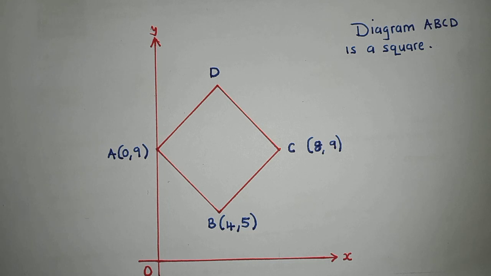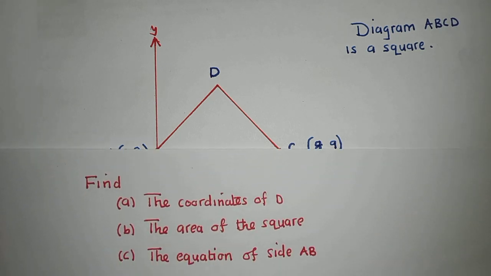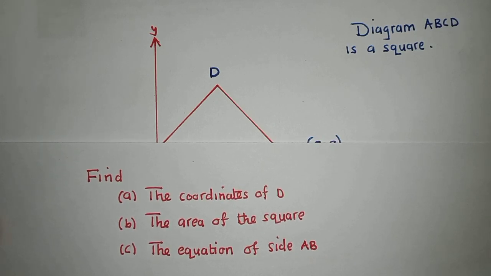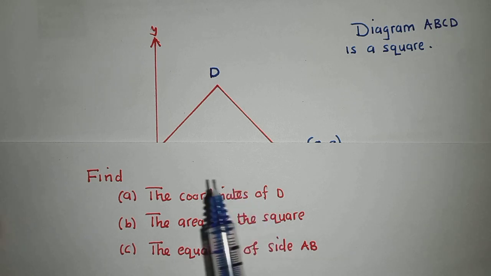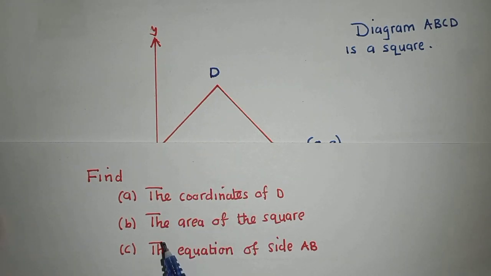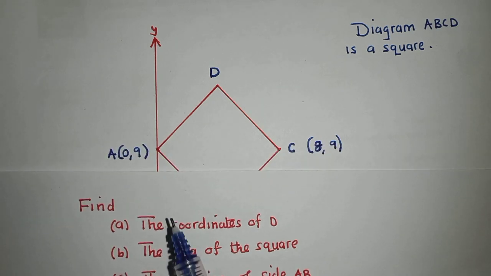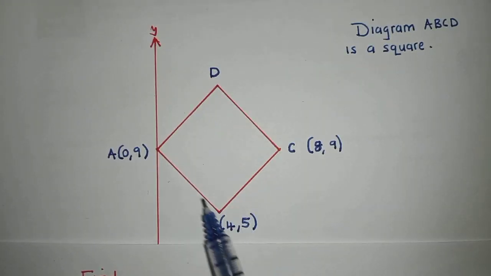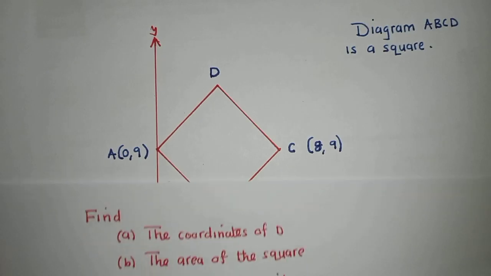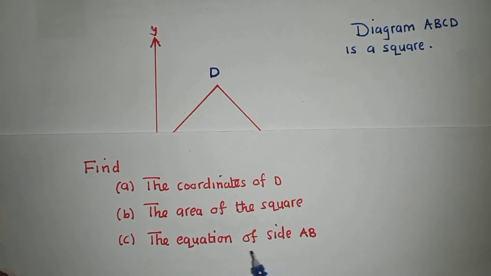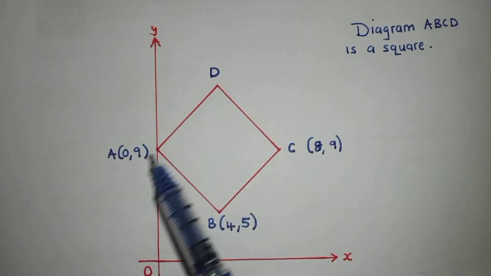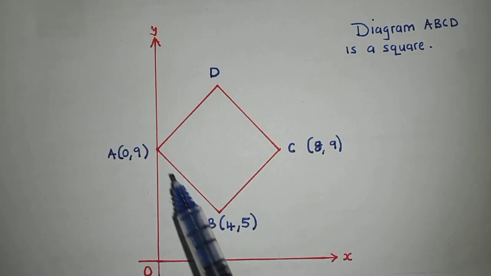In this video, I'll try to make you understand how to answer these three questions from the diagram. Hopefully, you can see the questions. The first question is to find the coordinates of D, and D is right here. The second question is to find the area of this shape right here. The third question is to find the equation of the side AB, the equation of this side.